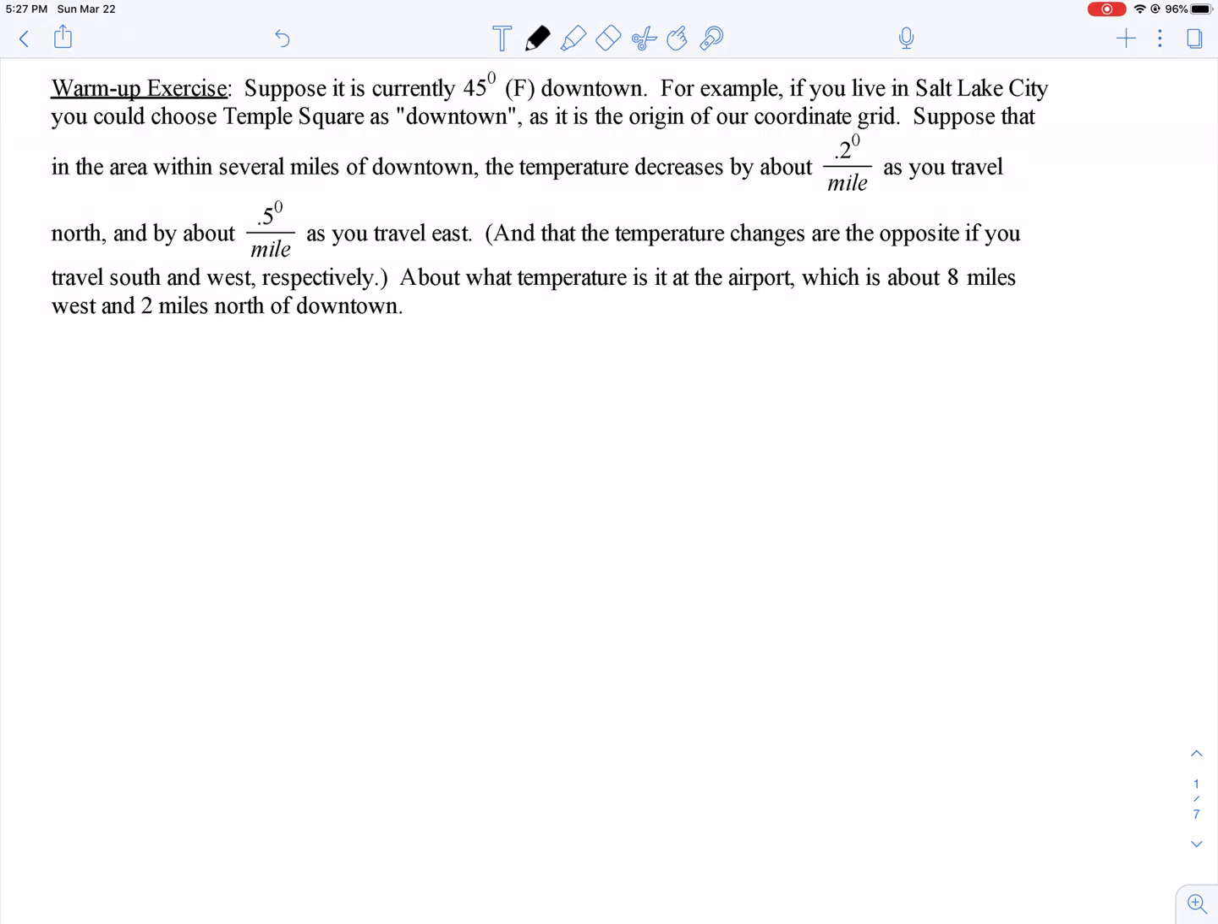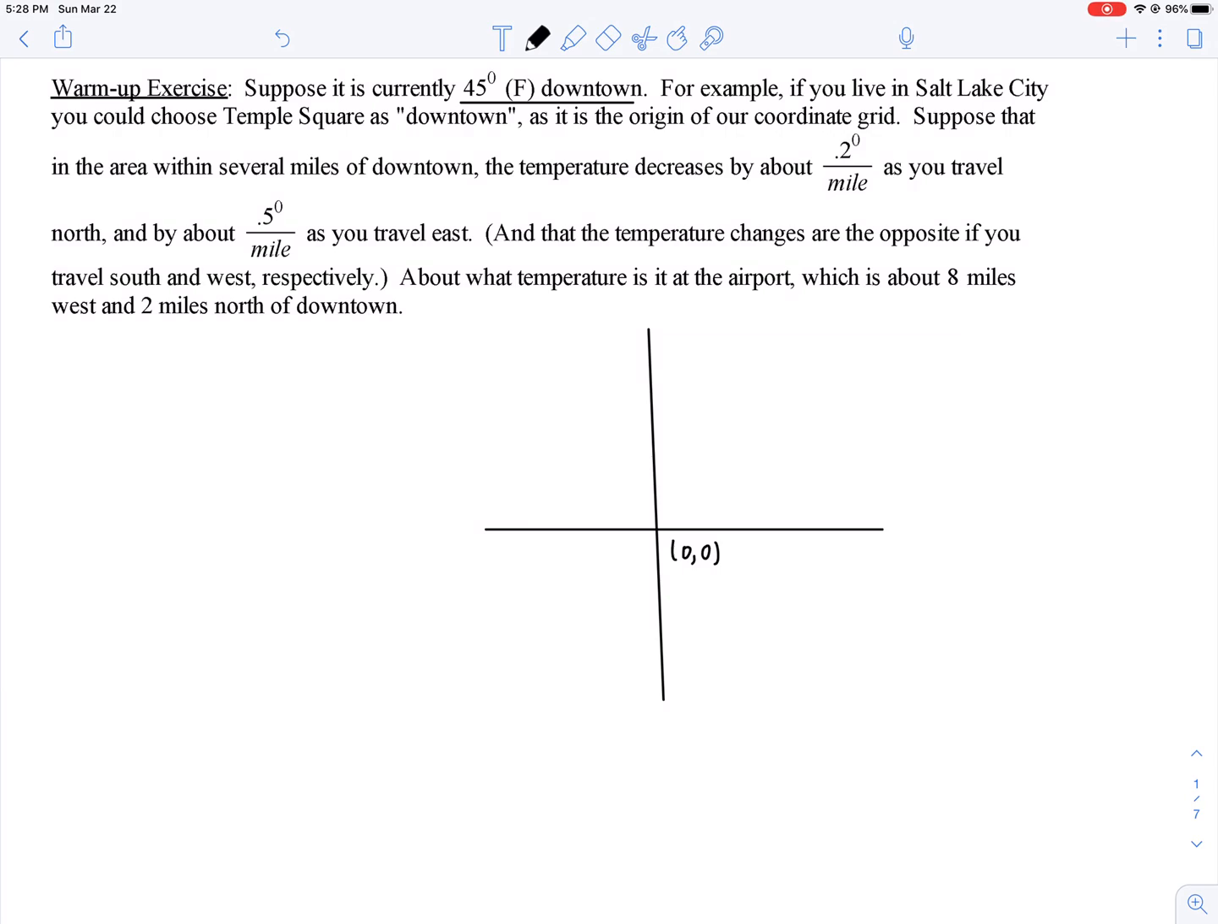And here's the setup. So suppose it's currently 45 degrees downtown. If you live in Salt Lake City, our coordinate grid is set up with an origin at Temple Square. So that will be what we call downtown. And that'll be the origin of our coordinate grid.